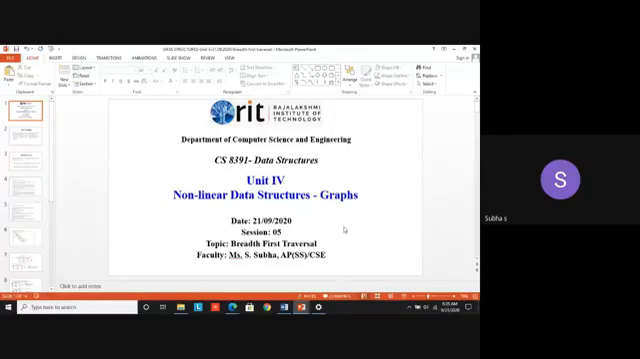Let's start the day with the data structure session. In today's topic, we are going to see about breadth first traversal. Before getting into breadth first traversal, let's quickly revise the previous concepts we have discussed so far.